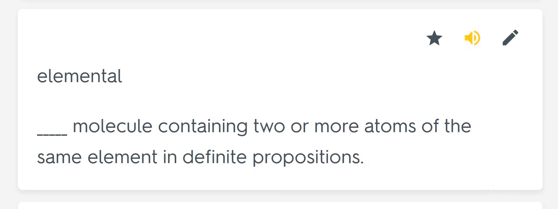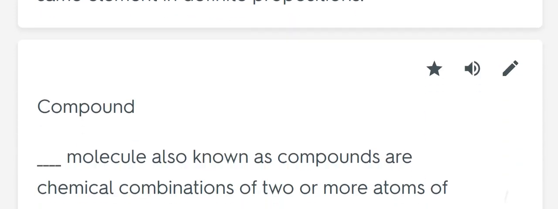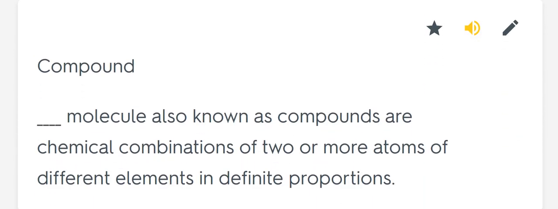Elemental. An elemental molecule contains two or more atoms of the same element in definite proportions. Compound. Compound molecules, also known as compounds, are chemical combinations of two or more atoms of different elements in definite proportions.